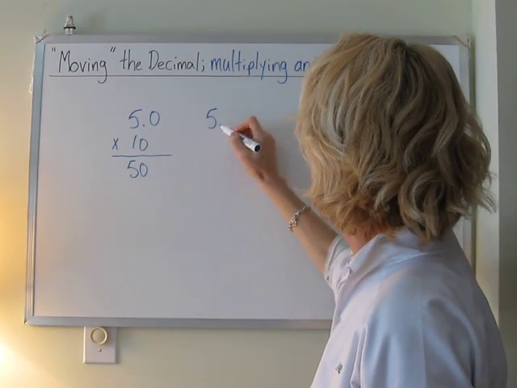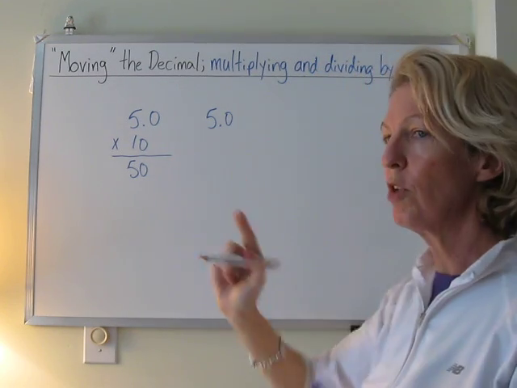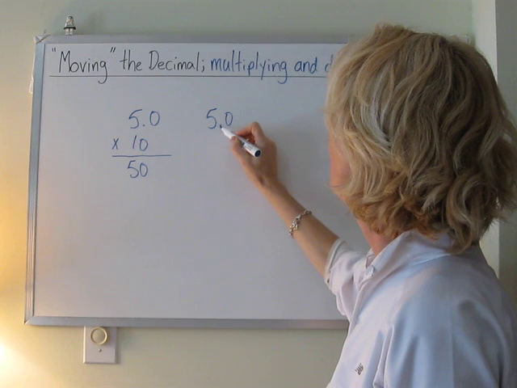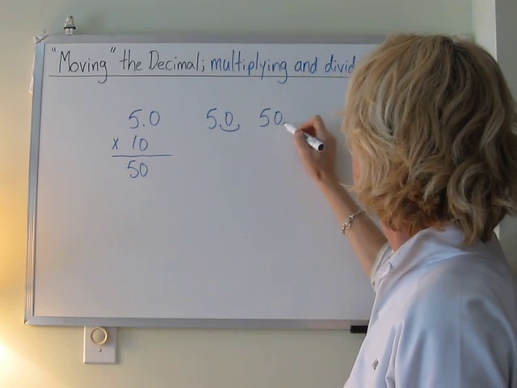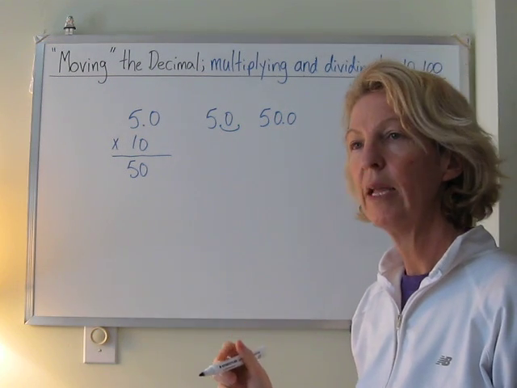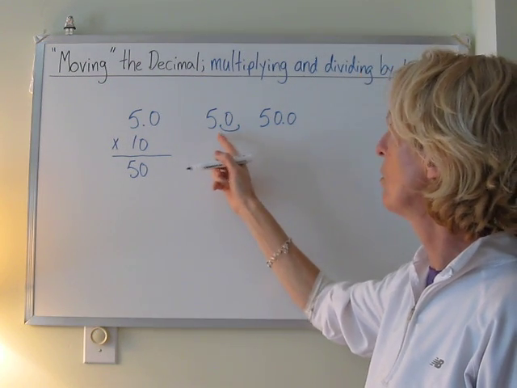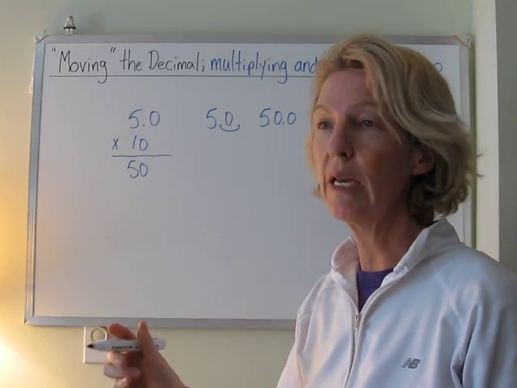So when we have our number of 5.0, and we're going to multiply by 10, we can move the decimal one place to get our answer of 50. Because we've multiplied our number by 10, we can move our decimal one place. Give me a number that's a little bit bigger.